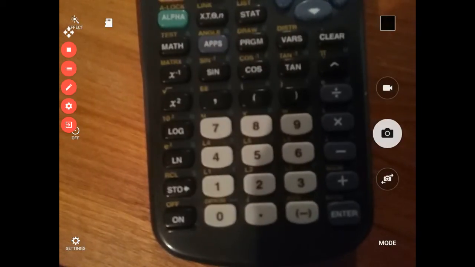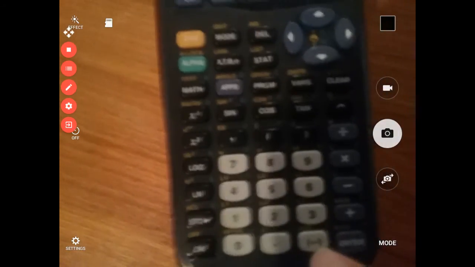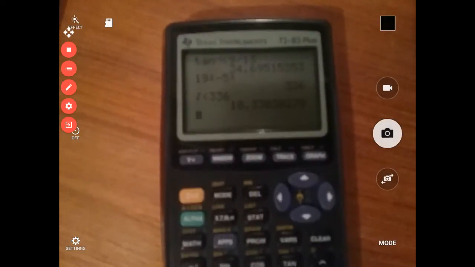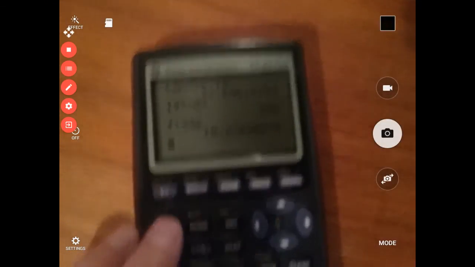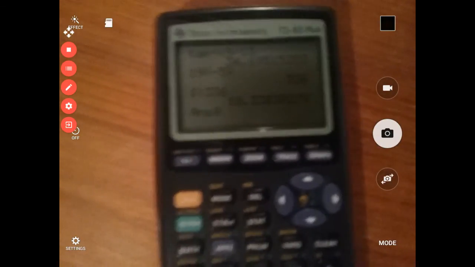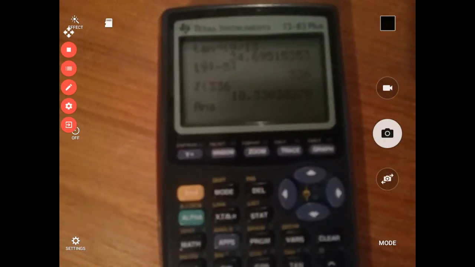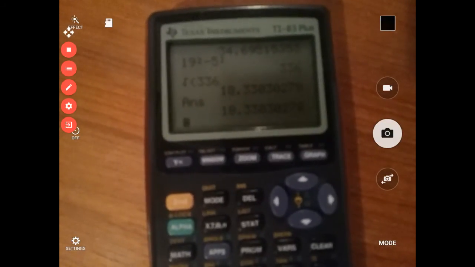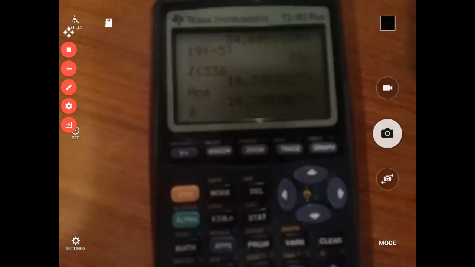Now look, I want to draw your attention to the negative button. Above the negative button is the ANS. Your calculator stores your last answer. So this 18.33 is stored in the ANS spot. So if I go second ANS, or second negative, your calculator does that. So hey, look, that is 18.33, all the decimals.